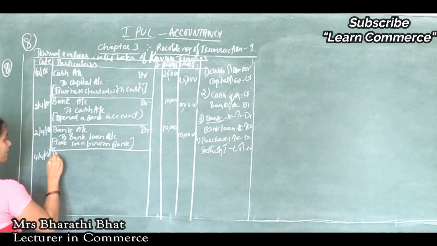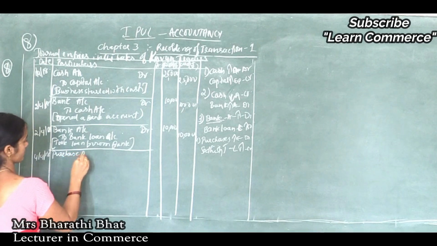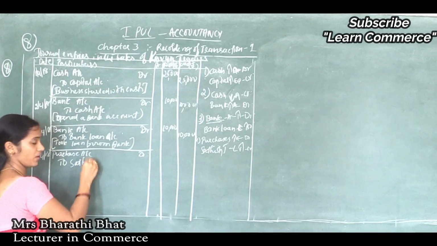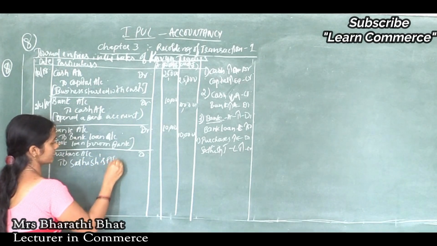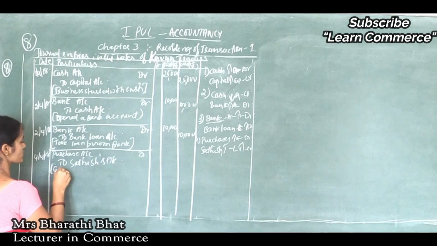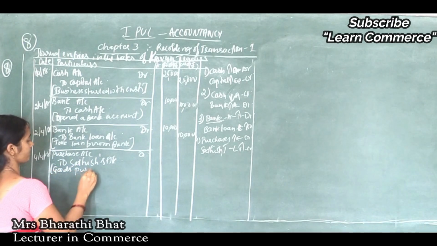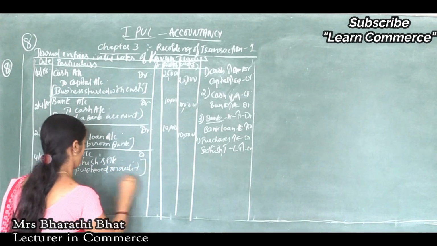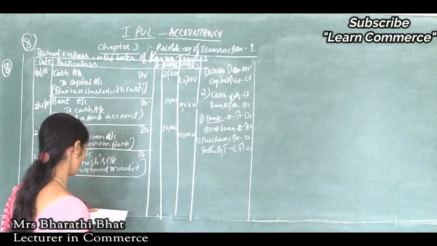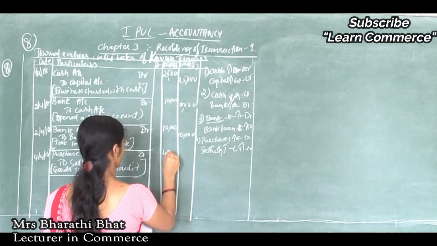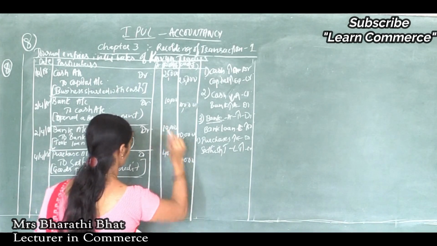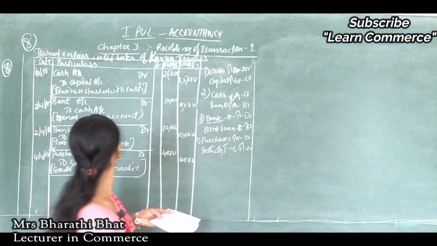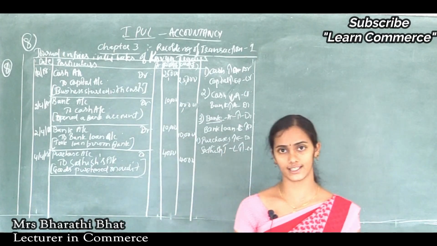So here purchases account debited to Satish's account. Satish account, here goods purchased on credit. What is the amount? 4,000. And see the next transaction, 6/4/18, that is returned goods to Satish.